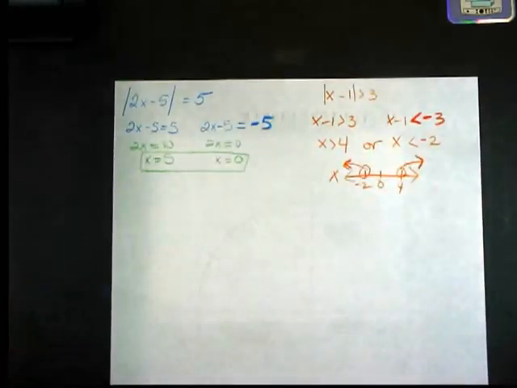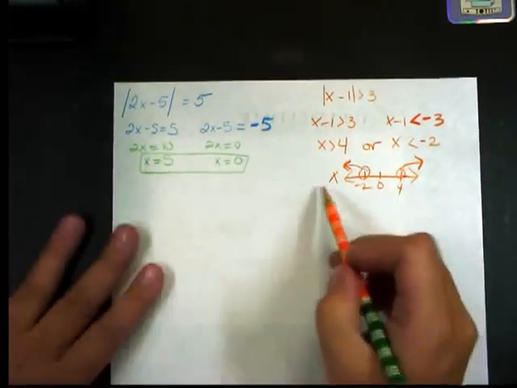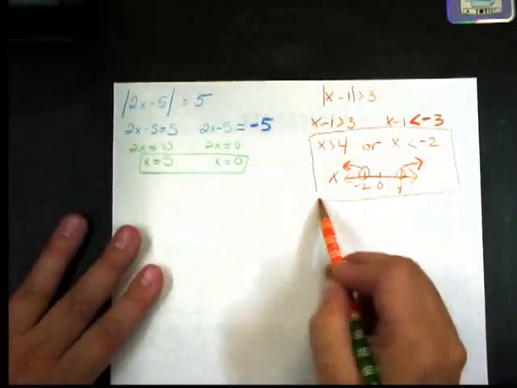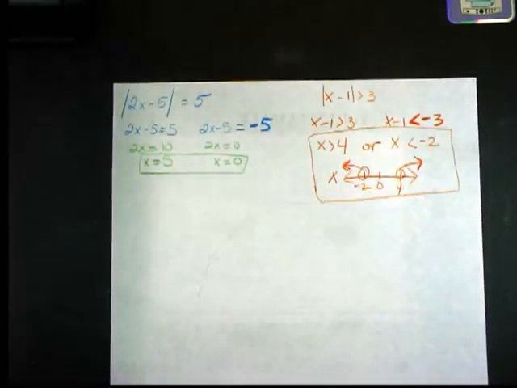And if I'm an OR, I must go back and write the word OR in my solution set. You must go back and write in OR in your solution set. If you don't, you will lose points.